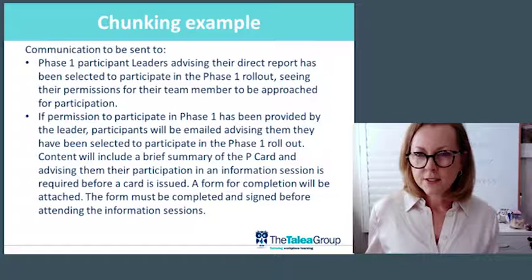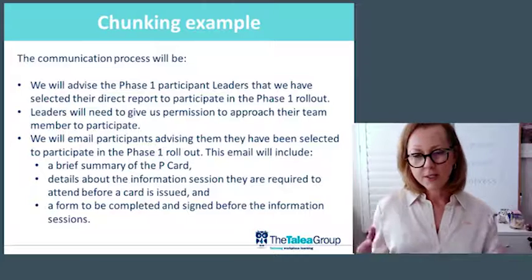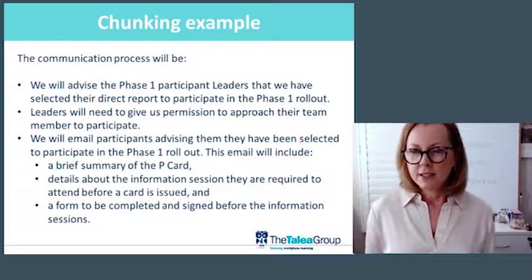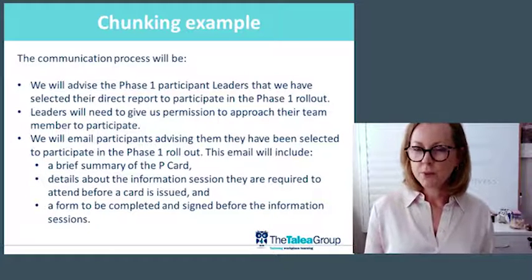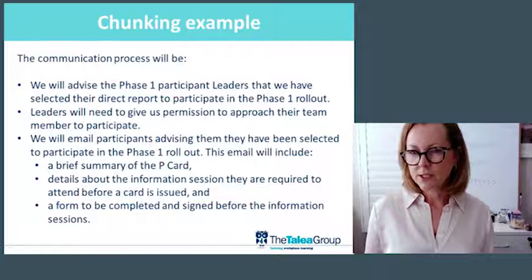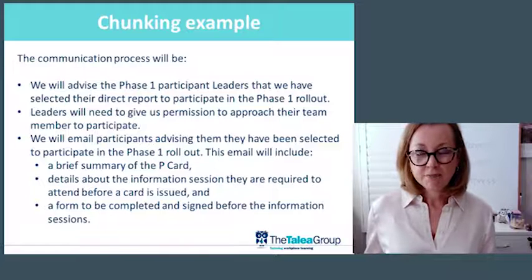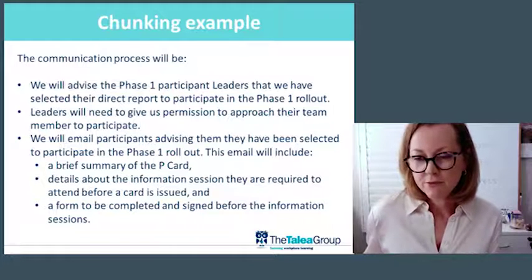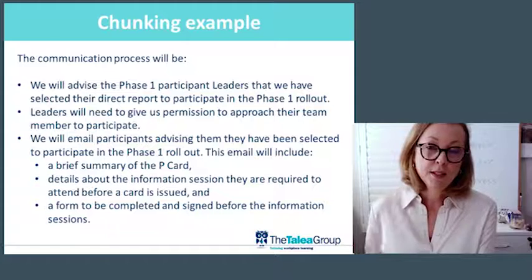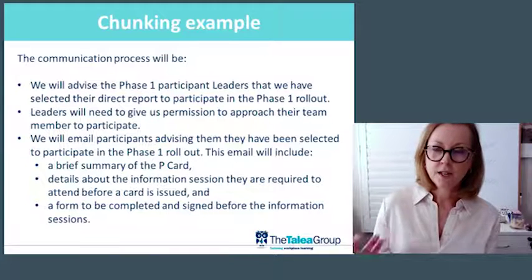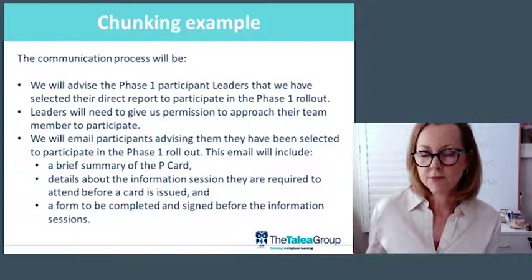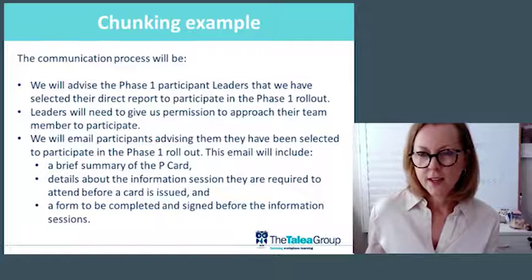So what I've done, you'll see here on the next slide, is broken it out. This is one way you could rewrite that. So the communication process will be, and then the 3 dot points with some sub-chunking in there as well. This potentially could have been numbered because we're talking about a process. So it could be step 1, step 2, step 3. I kept it as dot points for the simplicity here.